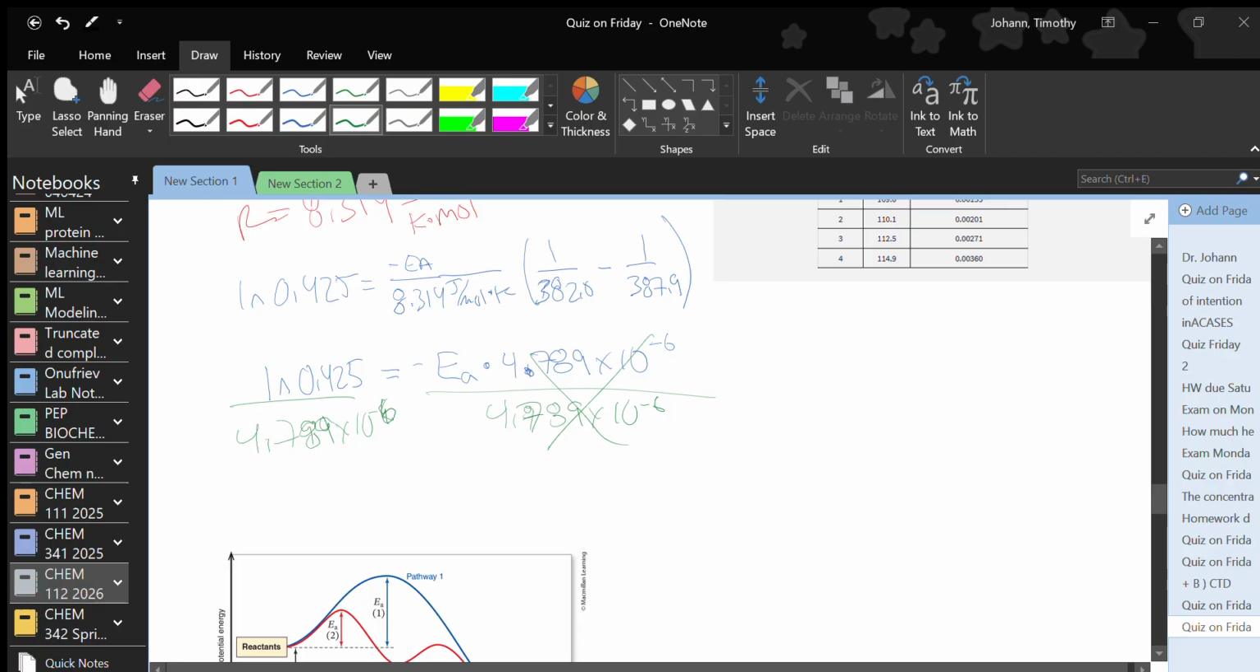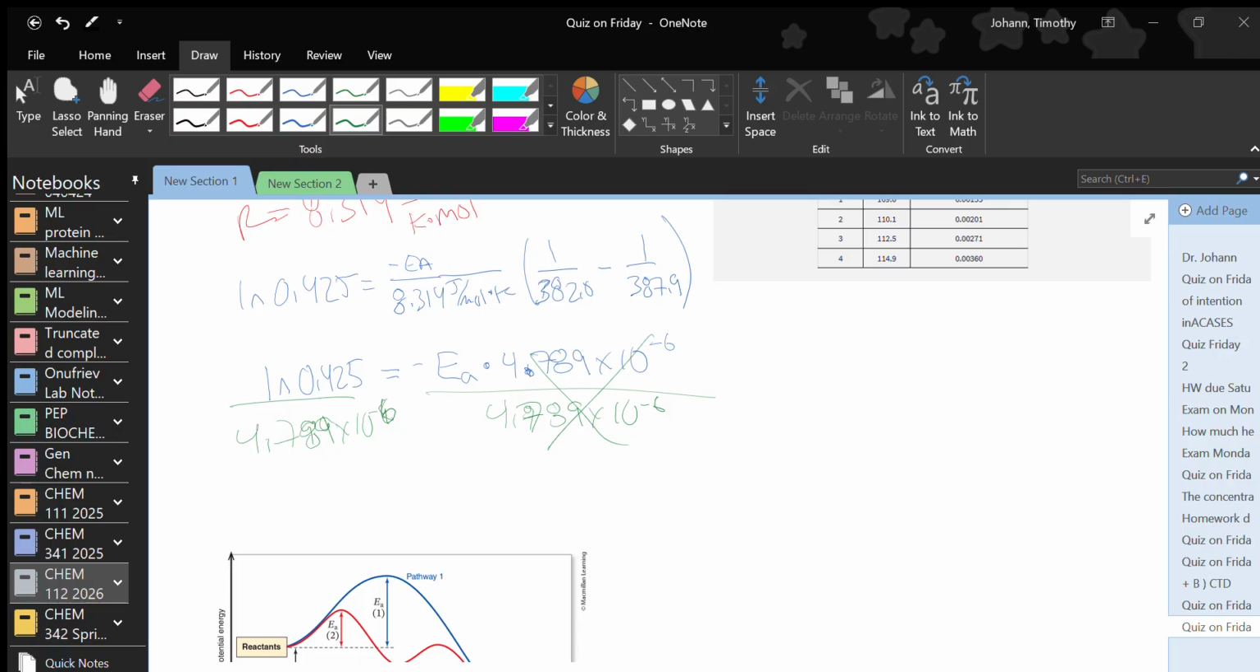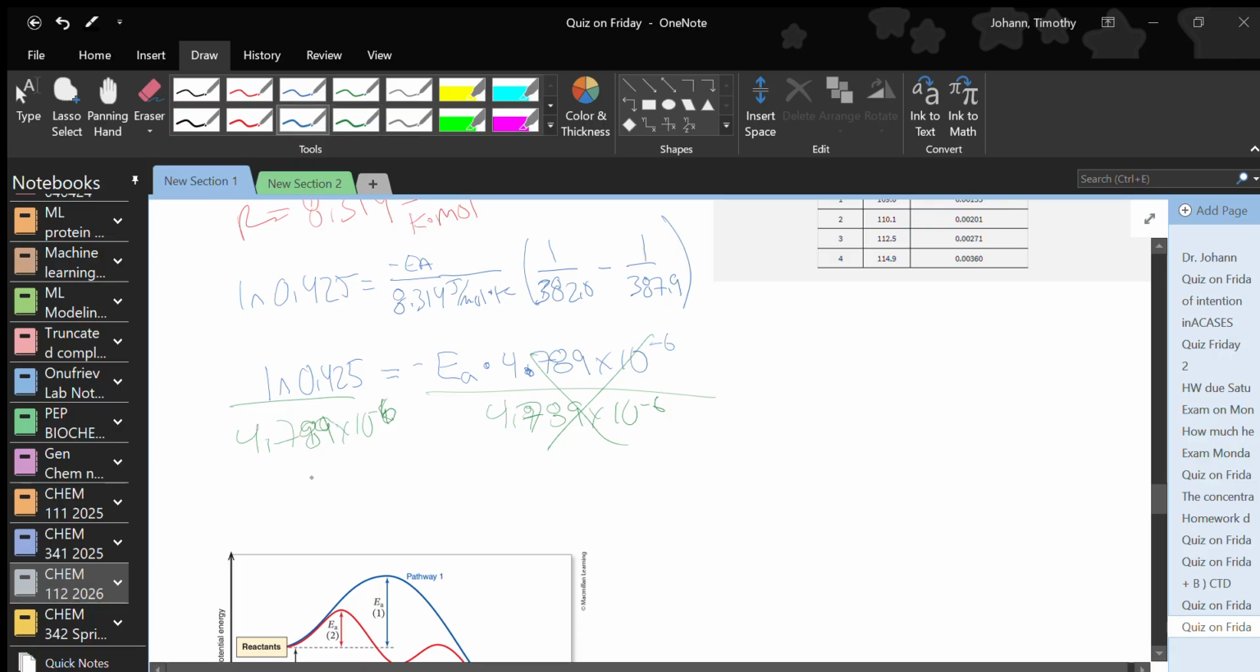So the logarithm of something less than 1 is going to be negative, so I'm going to have negatives that are going to cancel as well. All right, divided by 4.789 E negative 6. No, it is the same answer. Maybe somebody had something written down different. Anyway, so what I've got here now is negative 179 kilojoules.